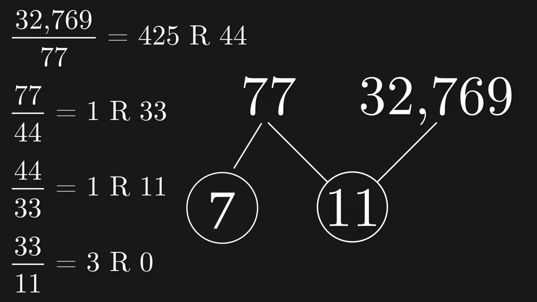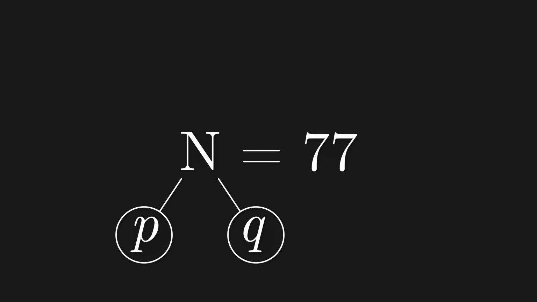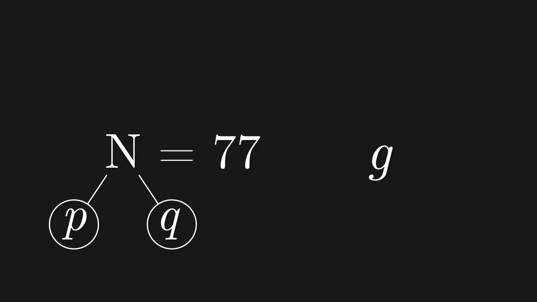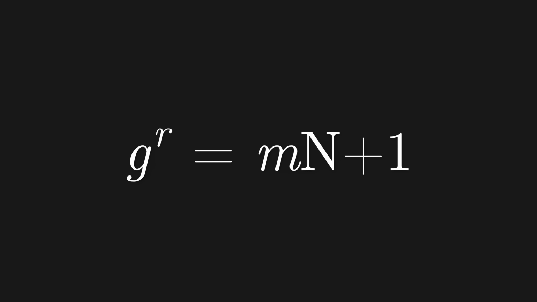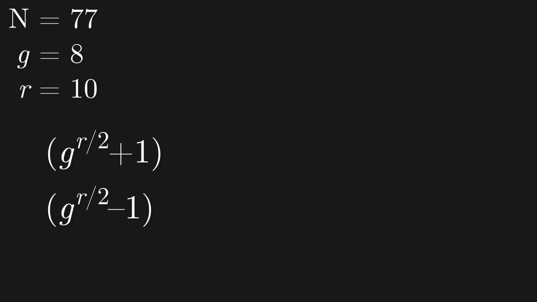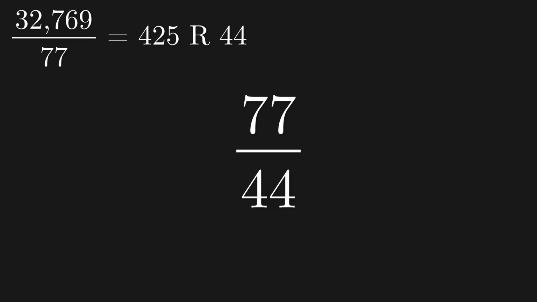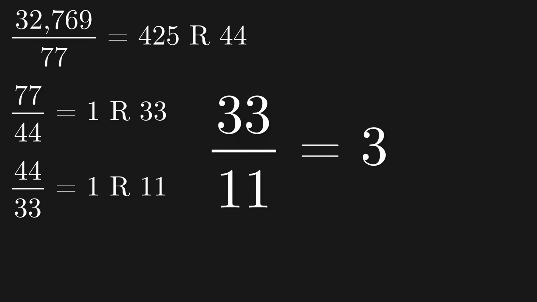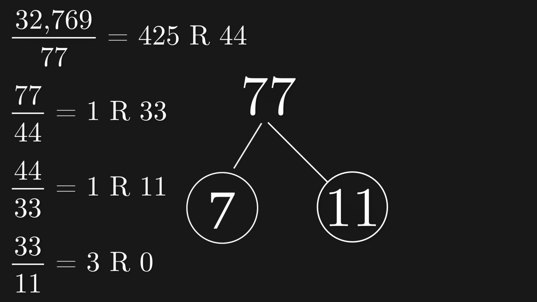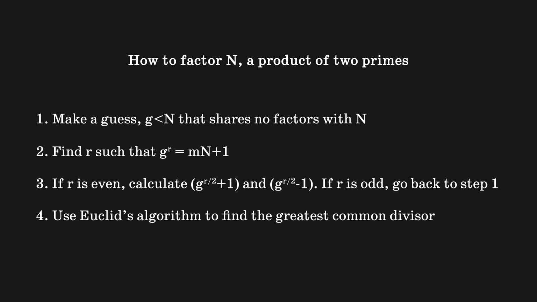its other prime factor. So, to recap, if you want to find the prime factors p and q of a number n, first, make a bad guess, g. Second, find out how many times r you have to multiply g by itself to reach one more than a multiple of n. Third, use that exponent to calculate two new numbers that probably do share factors with n. And finally, use Euclid's algorithm to find the shared factors between those numbers and n, which should give you p and q. Now, you don't need a quantum computer to run any of these steps, but on a classical computer, this method wouldn't be any faster than other methods.